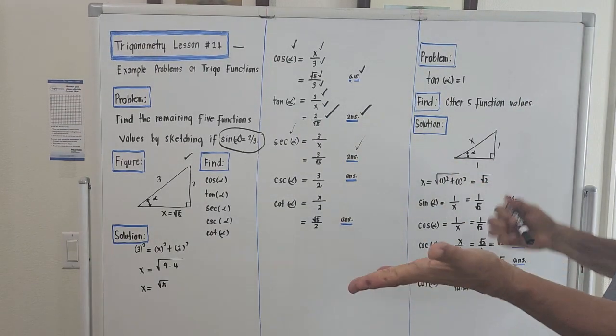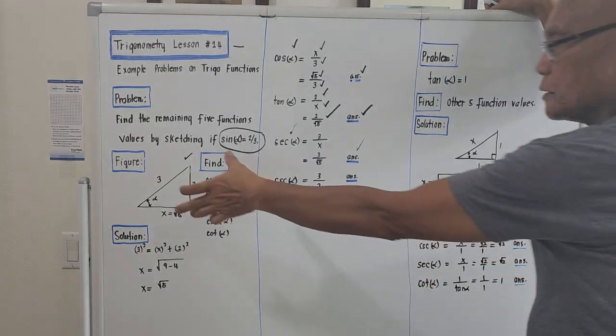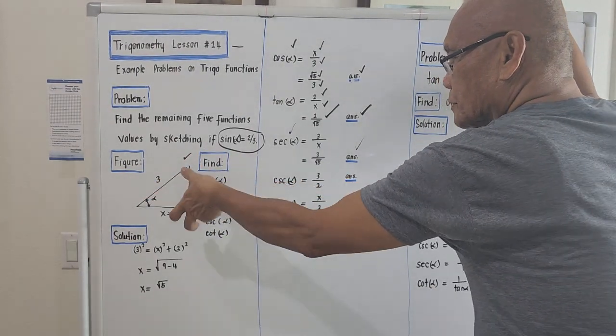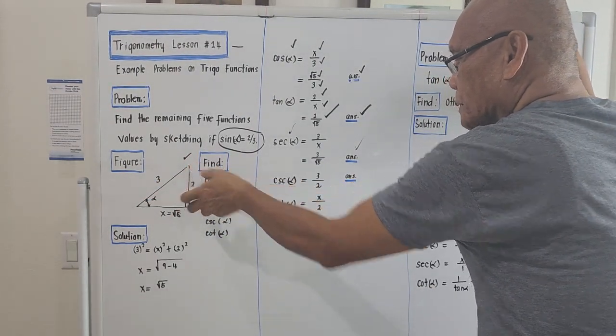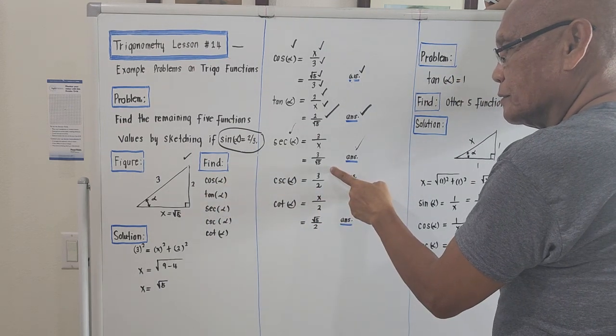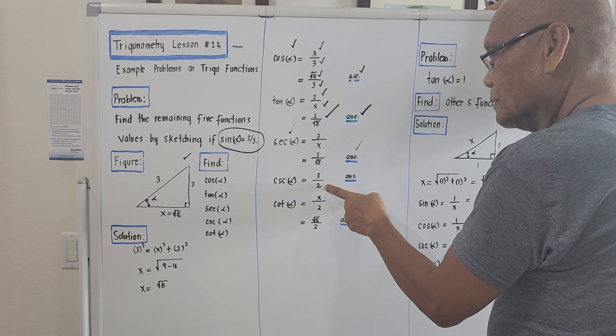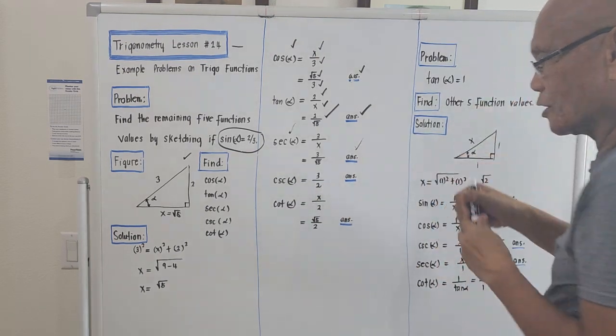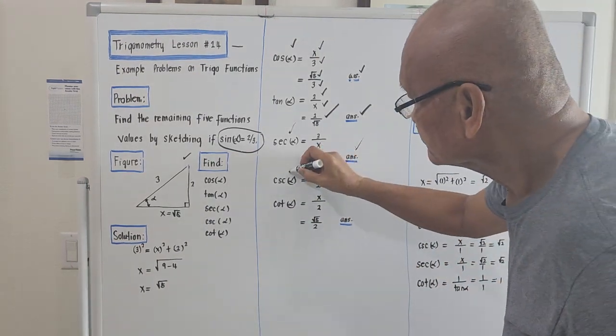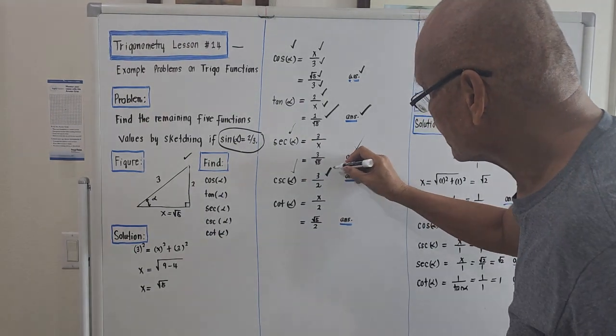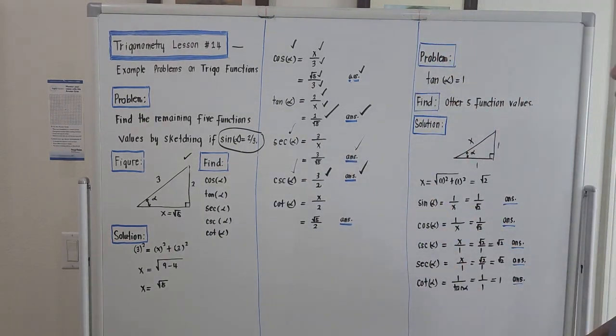For cosecant, as per definition, it is hypotenuse over opposite. So this is 3. The opposite side is actually given to be 2. So this is 2. Right? So cosecant of alpha is actually 3 halves, and that will be our answer.